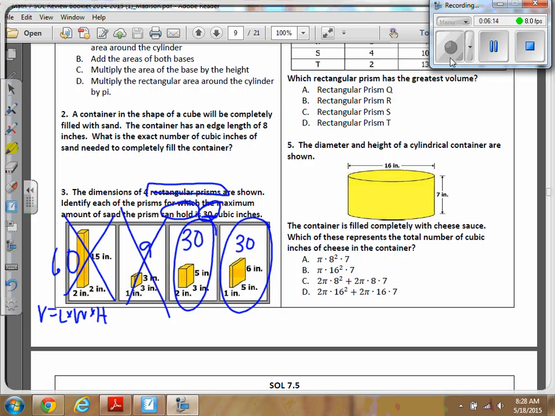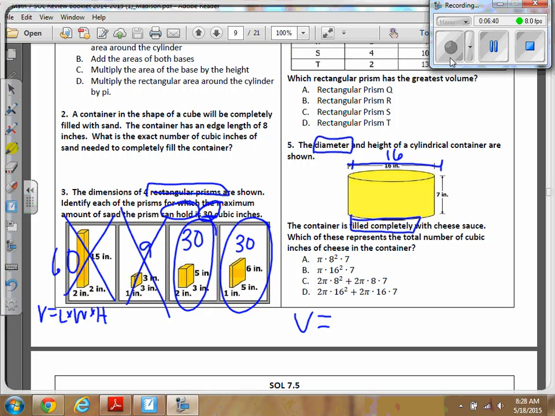All right, number 5 says that the diameter and height of a cylindrical container are shown. Keep in mind that this does say diameter, which means that the 16 is the diameter. The container is filled completely. When we're talking about filling something, we know that that's volume. Okay. With cheese sauce, which of these represents the total number of cubic inches of cheese in the container?